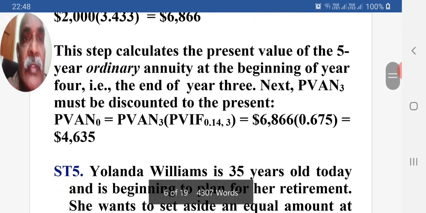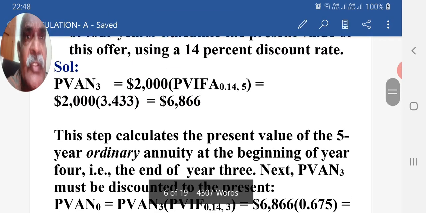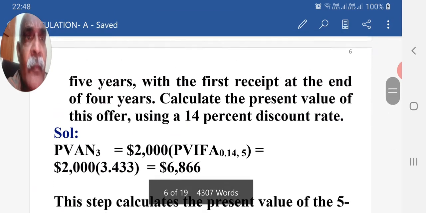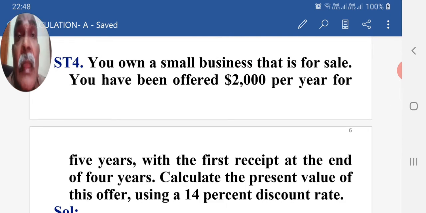Okay. Now you calculate present value, you understood. Future value also you understood. Now you come to two questions again, that is annuity due and ordinary annuity.